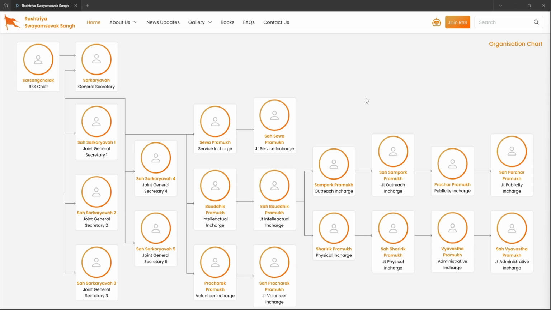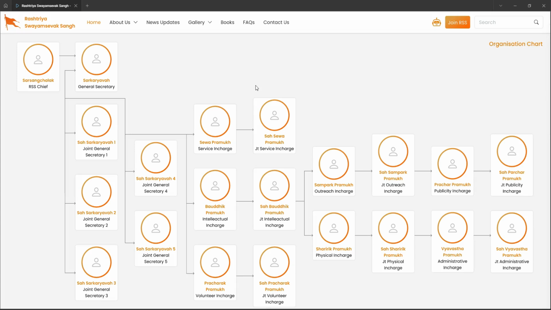The thought process behind this design: the top to down layout reflects the traditional Sangh hierarchy. Minimal and clean, easy to read, and future ready for hover tooltips or interaction. Intuitive grouping: departments like Seva, Sharirik, Prachar, and Vyavastha are neatly structured under their in charges.